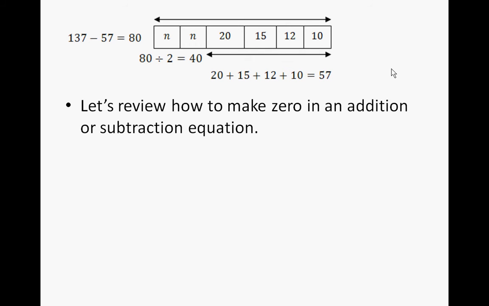So let's review how to make 0 in an equation or subtraction equation. So starting with b plus 4/5 equals 1 and 8/15. Again, if you want to write this in your math journal as just a review, if you find out after going through this you have forgotten this, you will definitely want to write this down.